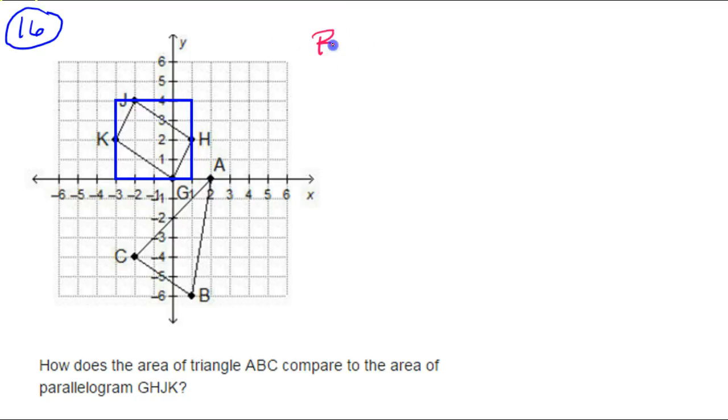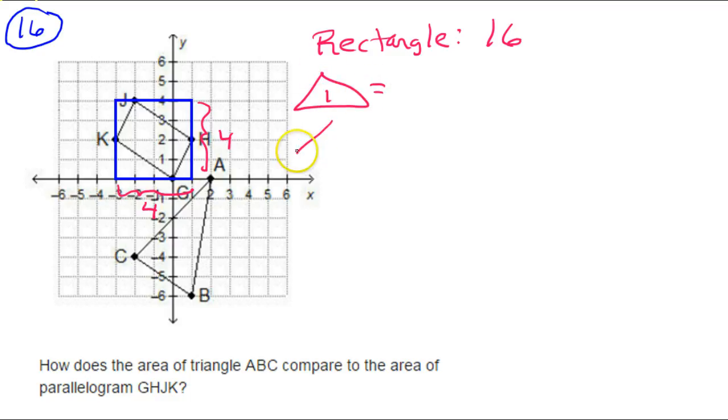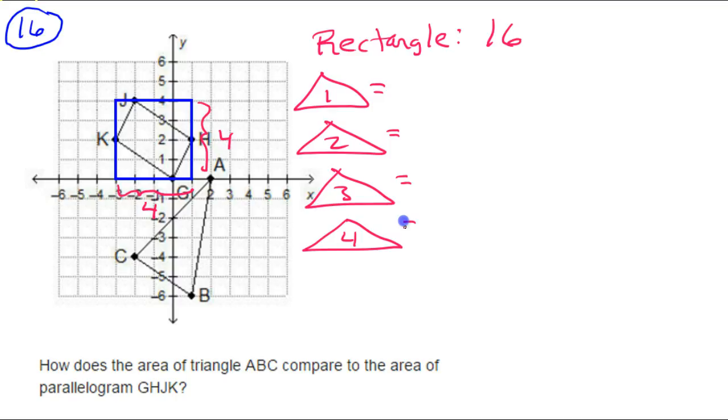So first of all, the rectangle, I'm really having trouble with this word. That's just base times height. So the bottom of this thing is 4, and looks like it's a square. It's 4 by 4, so that's 16. So the rectangle is 16. Now I'm going to have 4 triangles. So I'm going to have triangle number 1, triangle number 2, triangle number 3, and triangle number 4.